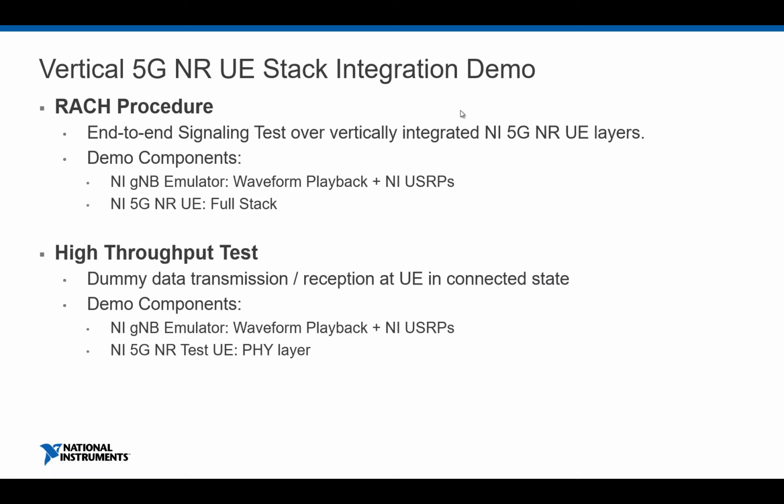The first scenario is the random access procedure. We will demonstrate the end-to-end signaling test over vertically integrated UE layers. The second scenario will be the high throughput test, where we are going to show a dummy data transmission from the gNodeB emulator and data reception on the UE side, which is in RRC connected state. So on the UE side we have L1 only.